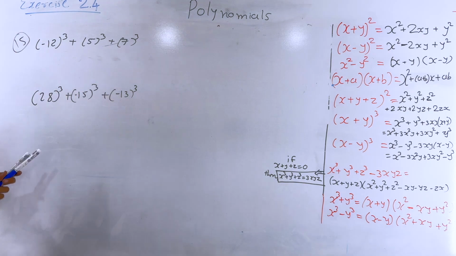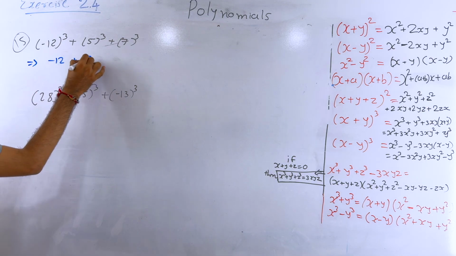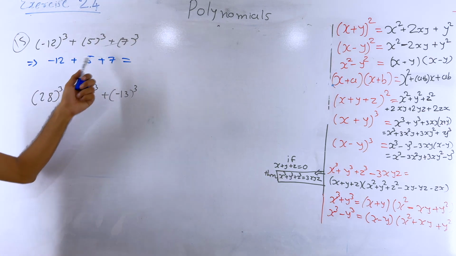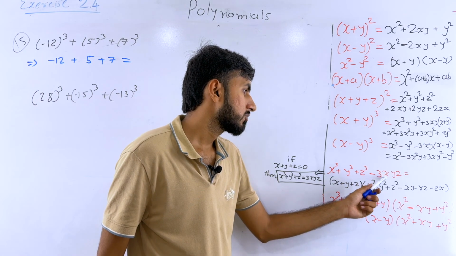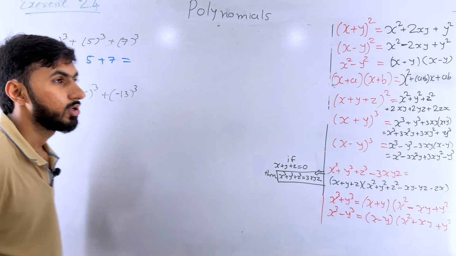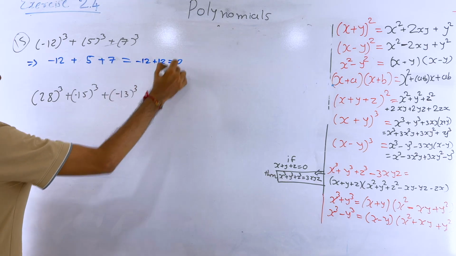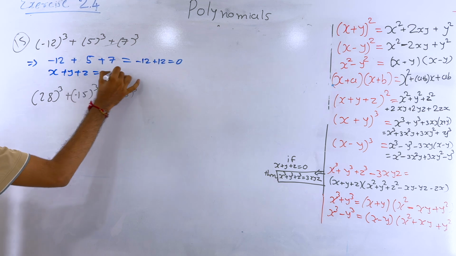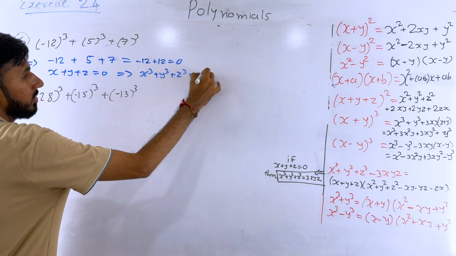Now here you can see, if I add minus 12 plus 5 plus 7, what will be your answer? Just check. If my answer comes 0, then it will be very easy for me to give the answer. If my answer does not come 0, then I have to transpose this term to this side, and I have to write all this to solve this question, right? Now I can see minus 12 plus 12, so it is 0. So once you get x plus y plus z is equal to 0, you all know that x cube plus y cube plus z cube will be 3xyz.